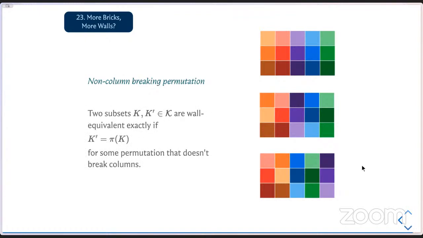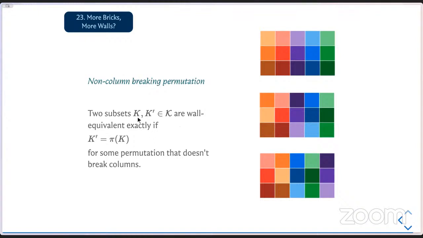Now the idea is that if you give me two subsets, then they belong to the same equivalence class in the way that we have described if we can find a non-column-breaking permutation that transforms one subset to the other. I think it's clear that there is a common third subset K double prime, which is the subset corresponding to the wall, and there is a permutation that takes both K and K prime to it. So K double prime is the wall that both K and K prime transform to, because that's why they're equivalent.